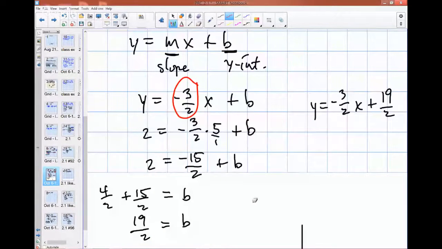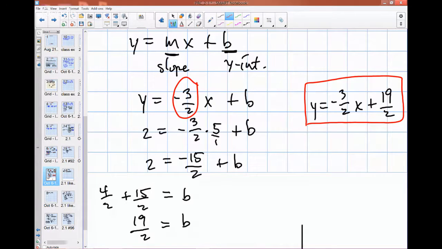Okay, well now you've got your y-intercept. So now the final m and b, you got it. You got the entire equation. Again, let me pause. Are there any questions?